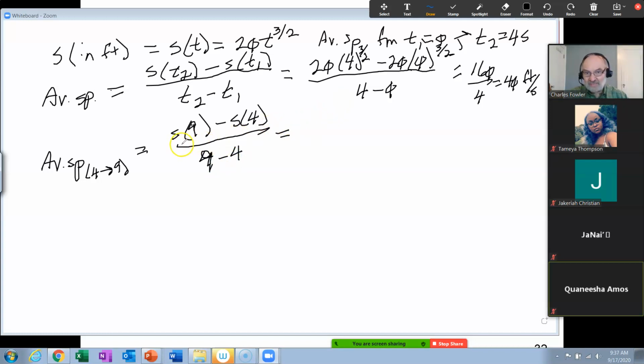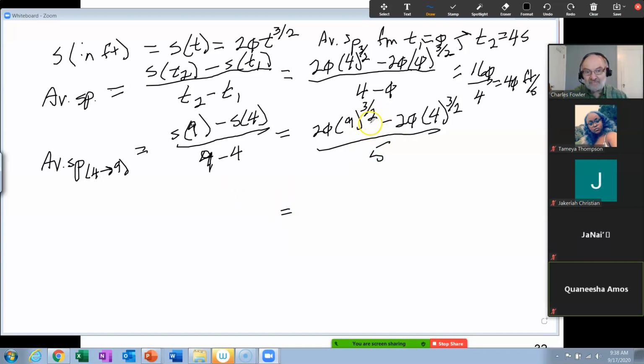Well, we didn't do this one, so let's do it. I'll write it out. 20 times 9 to the 3 halves power minus 20 times 4 to the 3 halves power, divided by, I can do that, 5. Okay, 9 minus 4 is 5.